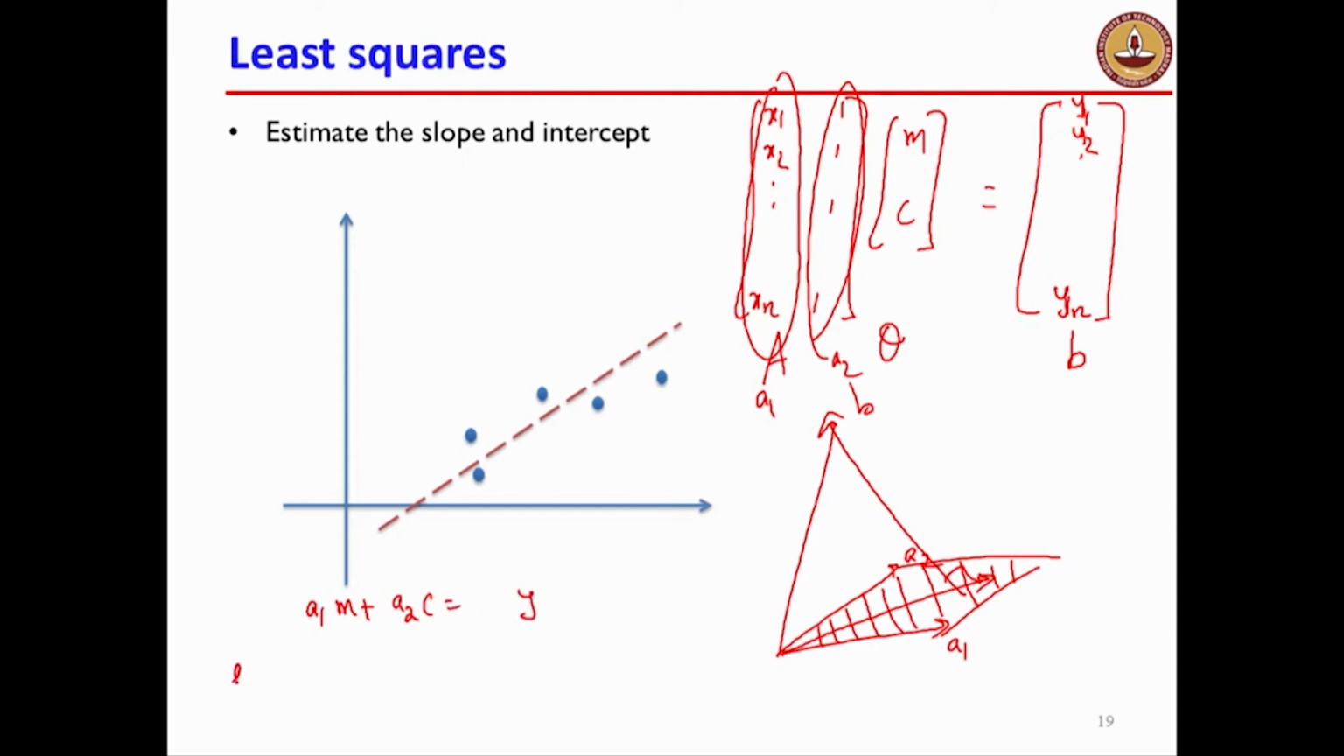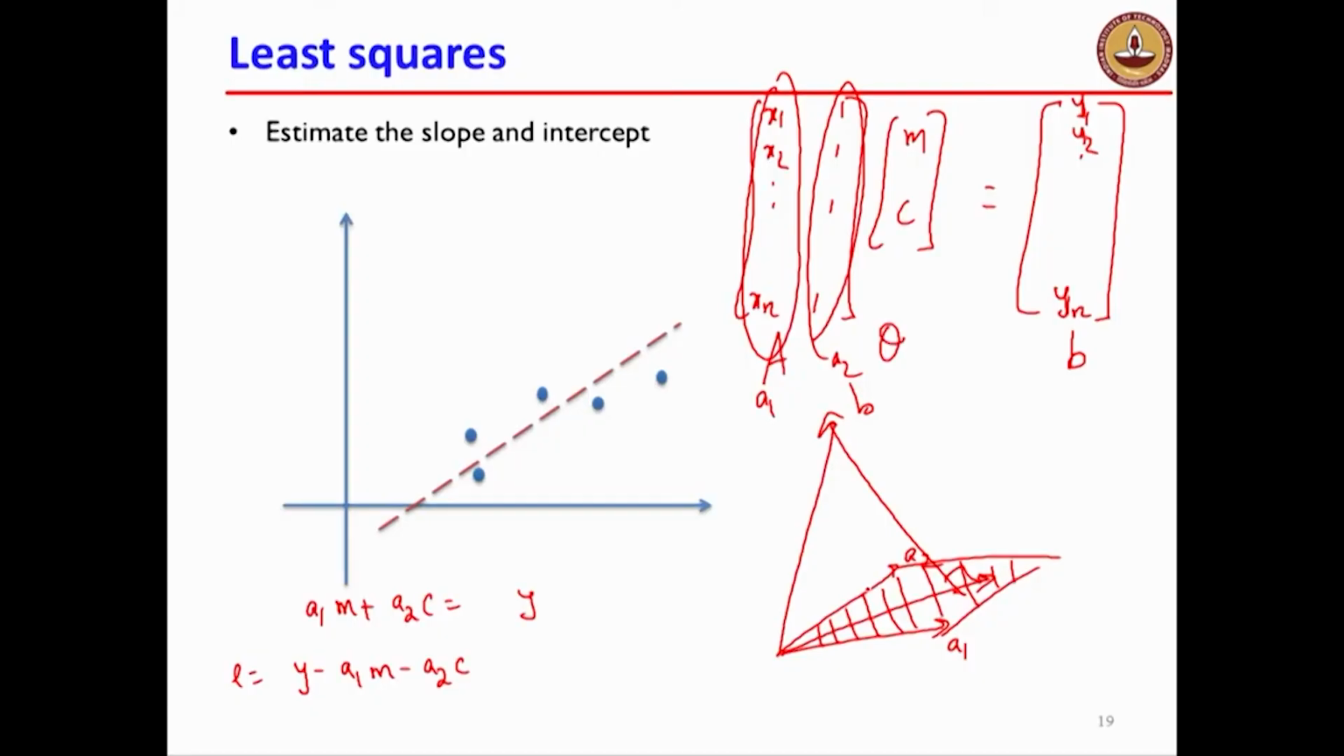Now my error vector is what? Y minus A1 M minus A2 C. Now that combination M and C are unknowns. I'm going to choose that combination such that this point is as close as possible to my observed vector B. Because if I take all possible choices for M and C, I will get different points in this plane. I want the point that I got by these combinations to be as close as possible to my observed vector B.